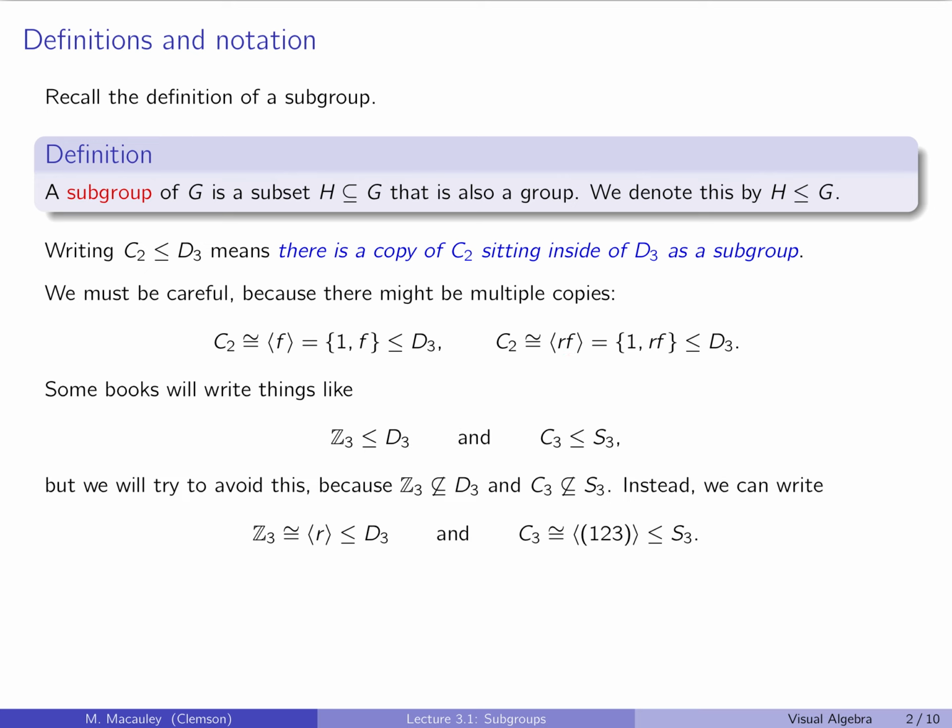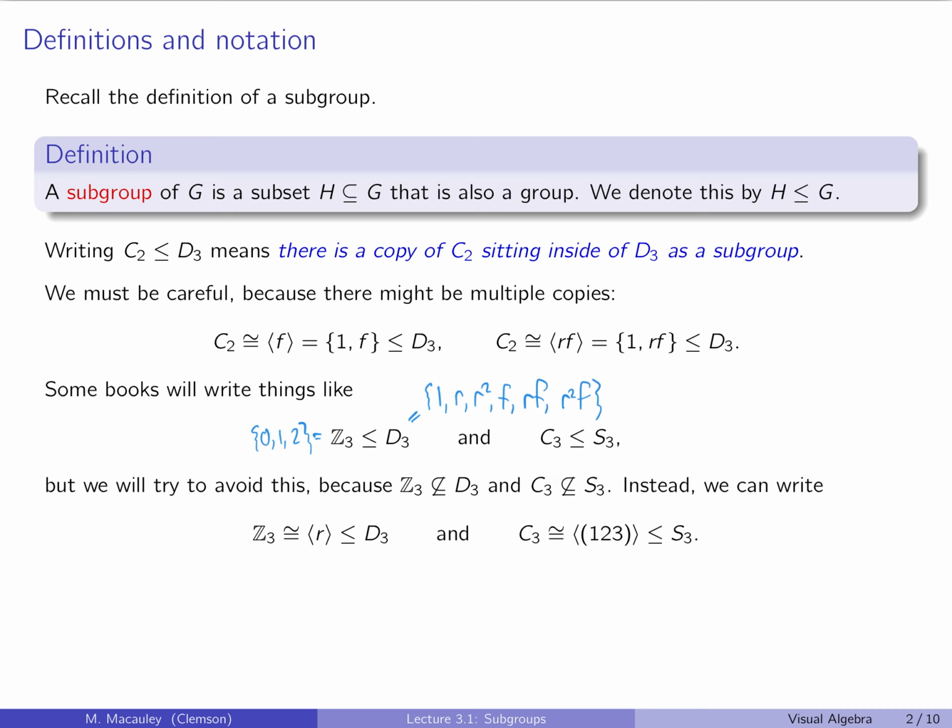Some books will write things like Z3 is a subgroup of D3, and C3 is a subgroup of S3, but we will try to avoid this because Z3 is not even a subset of D3, technically, nor is C3 a subset of S3. Remember, Z3 consists of the elements 0, 1, and 2. Those are three numbers, whereas D3 consists of six symmetries of the triangle, which we can write as 1, R, R squared, F, RF, and R squared F.